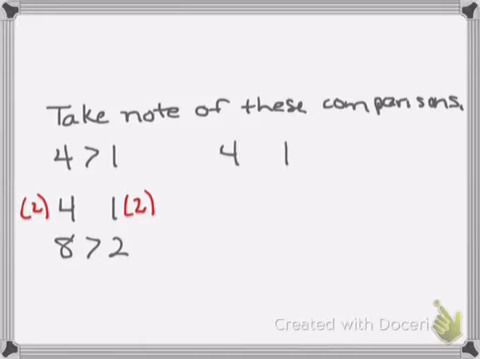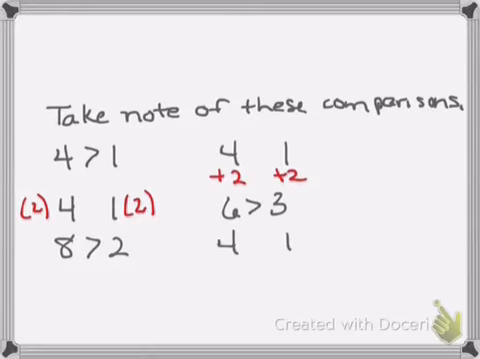Let's start with 4 and 1 again. So this time, let's add 2 to both. 4 plus 2 is 6, 1 plus 2 is 3. The comparison has still not changed because 6 is greater than 3.